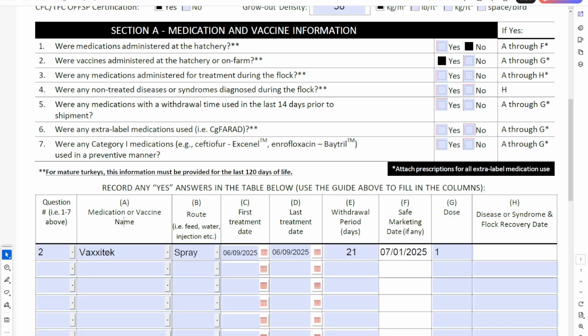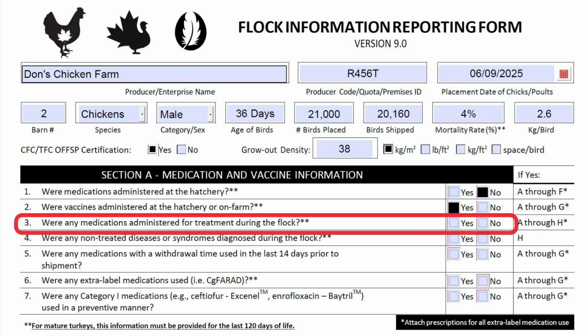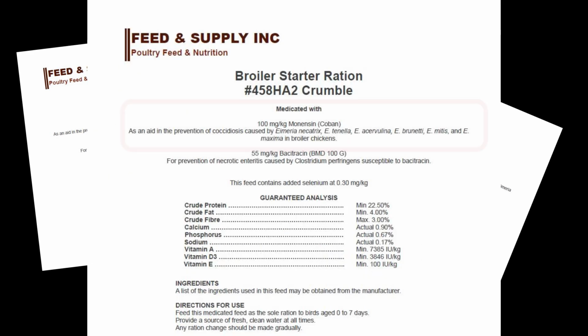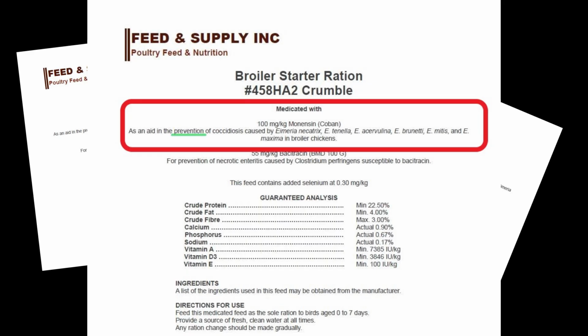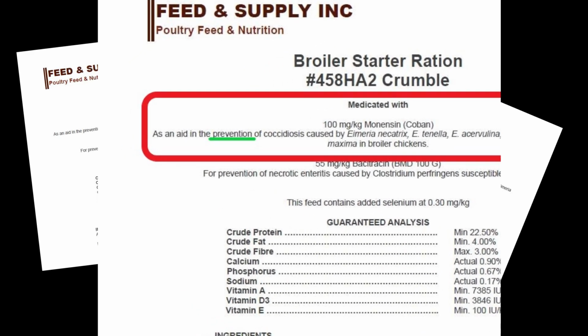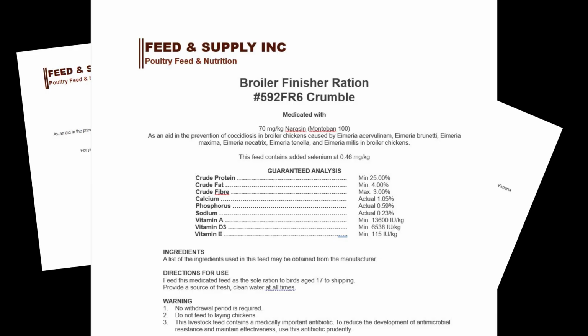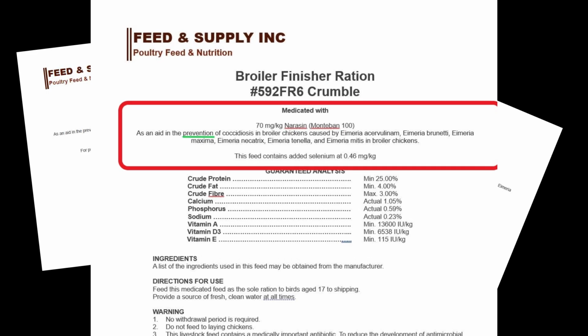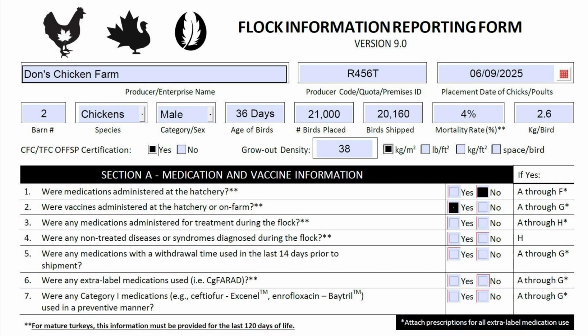Question 3 is looking for information on any medications that were given to the flock during the grow-out to treat a disease. This is something that the veterinarian would have been consulted about. These could be medications given in the feed or in the water. Since these medications are for treatment, you will have a veterinary prescription for these medications. In this flock, none of the feed medications are for treatment, and there are no additional vet prescriptions for water treatments, so we'll check the No box.